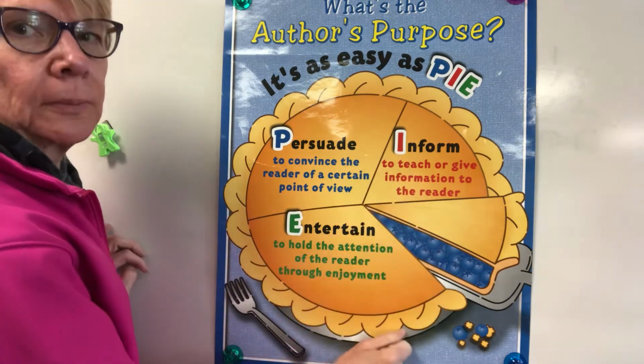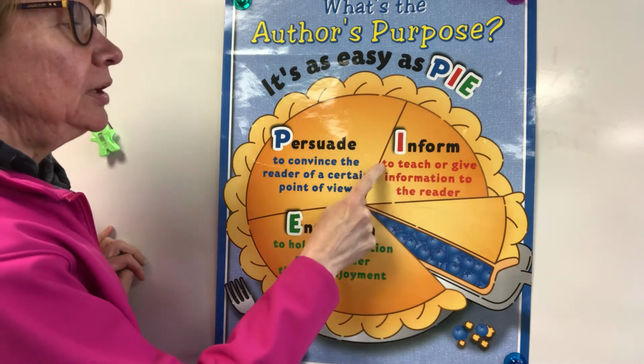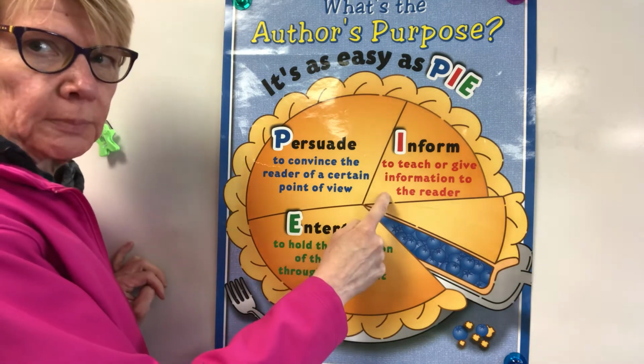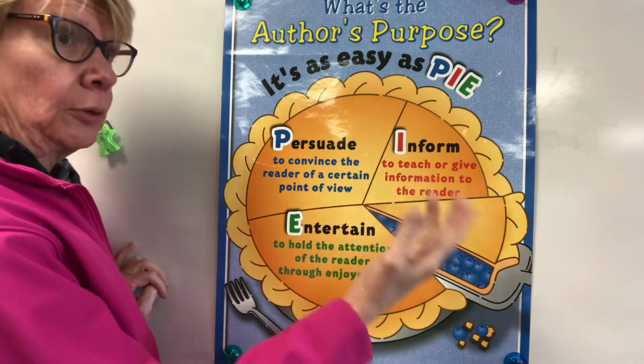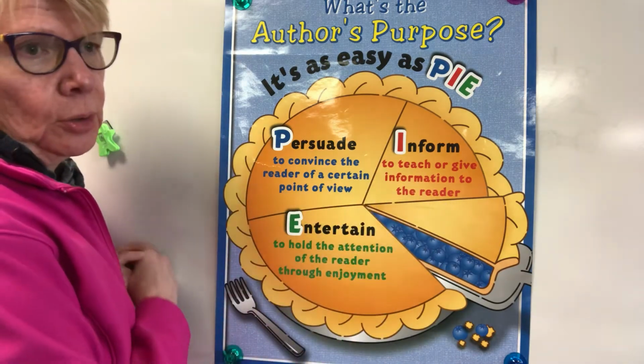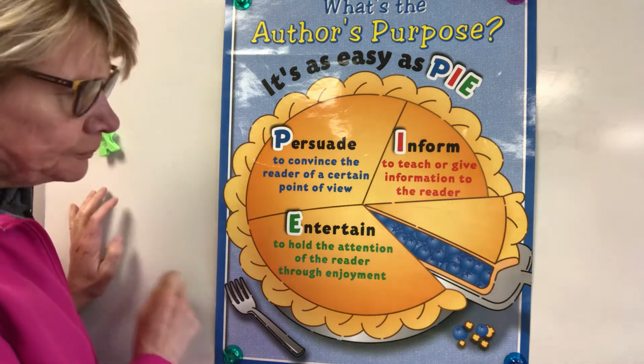The next, why does the author write a story? To inform. That one, of course, is very popular. Inform is to teach or give information to the reader. So like the story of Red, White, and Blue, the author wrote that to inform you about American history and the history of the American flag.